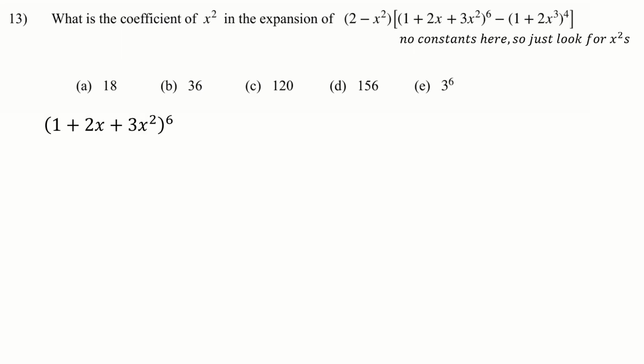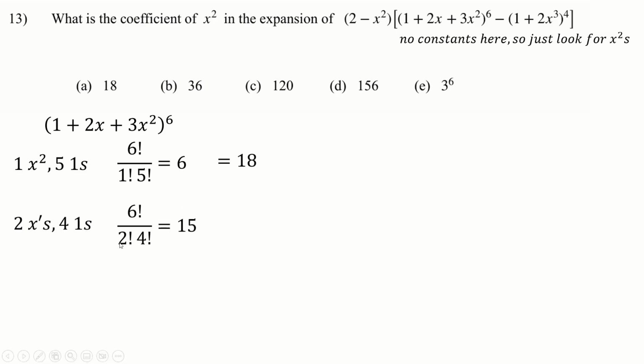x squared terms are found by either taking 2 of these and 4 of these and none of those, or by taking 1 of those, none of those, and 5 of those. So our 2 coefficients will look like 6 factorial over 1 factorial, 5 factorial, or 6 factorial over 2 factorial, 4 factorial. Again, watch my trinomial video if you just need a catch up on this. It's super nice and super easy once you get the hang of it.